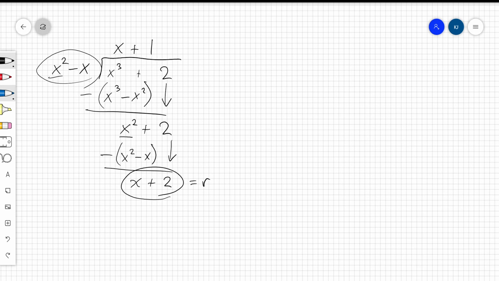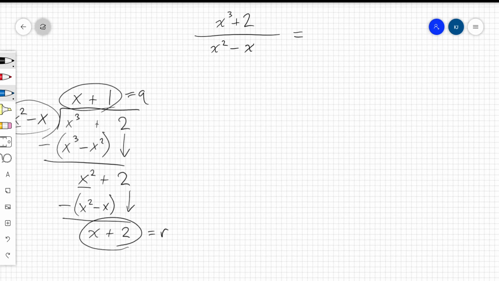That's because x is not divisible by x squared. So because the degree of your remainder is now smaller than the degree of your divisor, you're done. So this is your quotient up top, and this is your remainder.